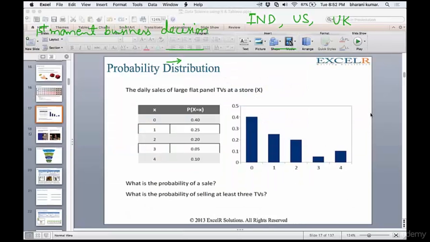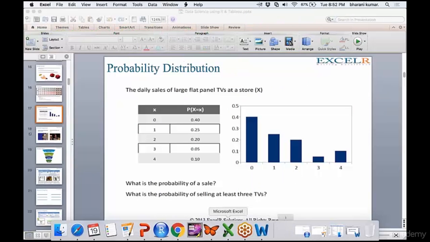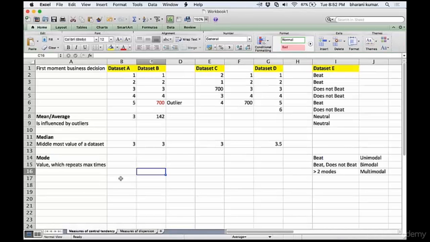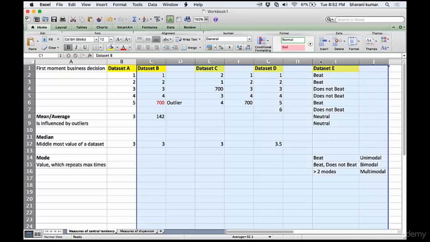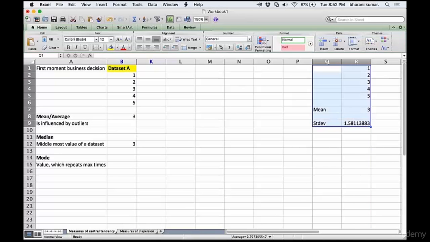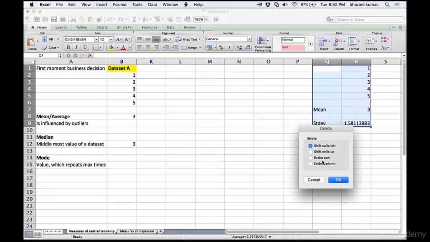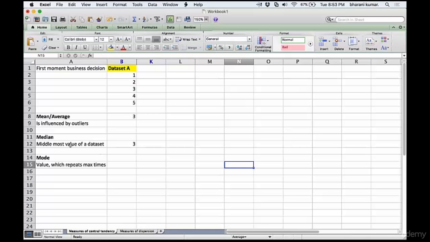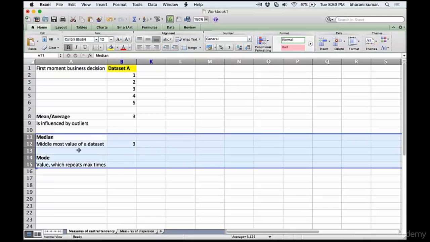Where did that go? Sorry. Yeah, here we are. So we are discussing measures of central tendency, which is also called first moment business decision. I wish to hide everything else and explain only this data set. So just bear with me. Let me also hide these.